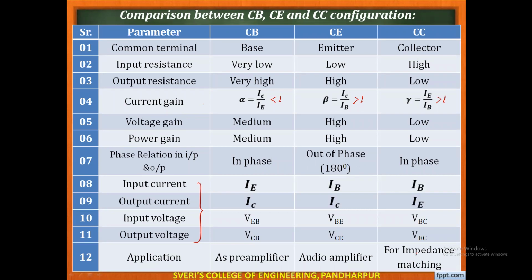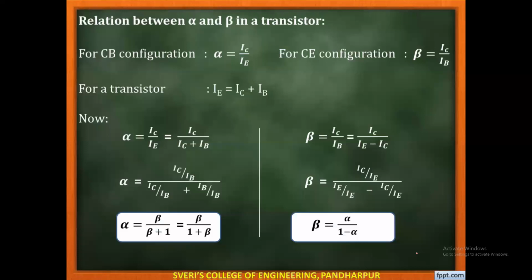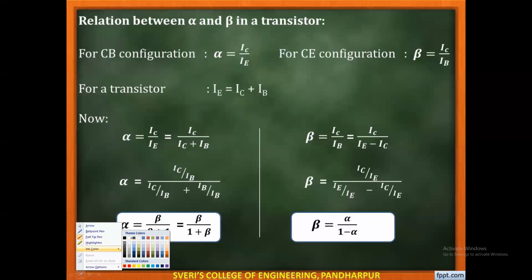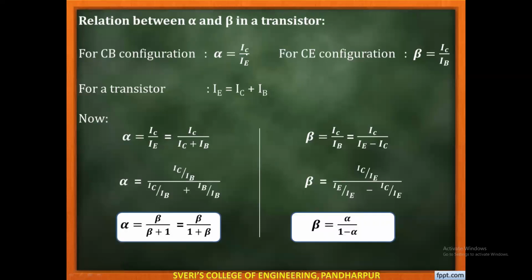Yes, sir, taken. Okay. And now see the relation between alpha and beta. Now see how to derive the relation; this relation can also be asked for MCQ type questions. As you know, alpha is nothing but the output circuit current IC upon IE, and for common emitter configuration beta is nothing but IC upon IB. And we have the relation IE is equal to IC plus IB. This is the main relation for every type of transistor.